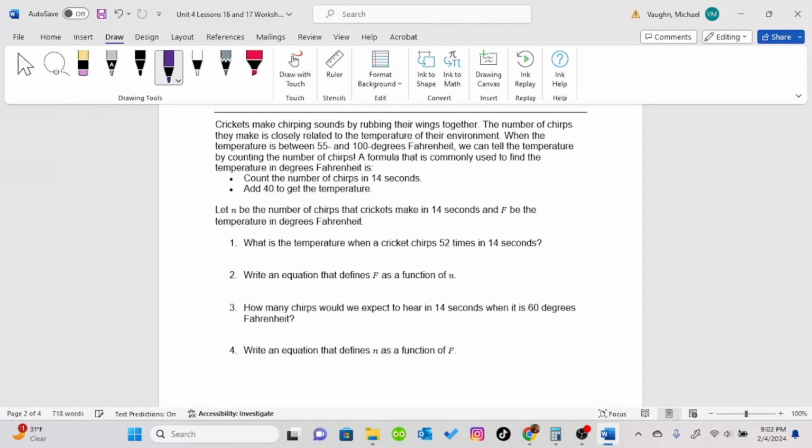So the first step was to count the number of chirps. They told us that was 52 times. Then they said add 40 to get the temperature. So we take 52, we add 40, and we get 92. And that 92 represents degrees Fahrenheit.